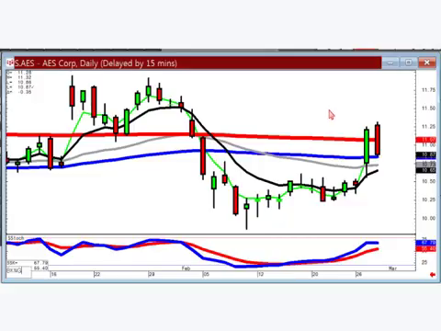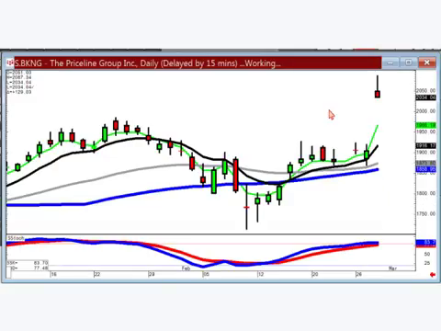BKNG price line, that's your message also, because it gapped up. Now you wait to see when the profit taking is over.